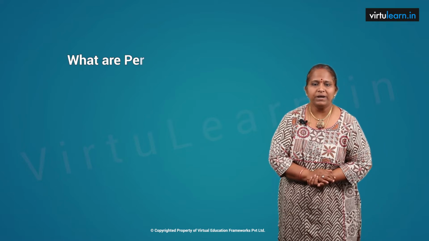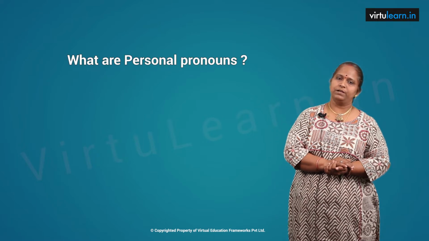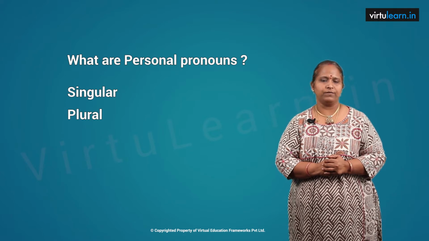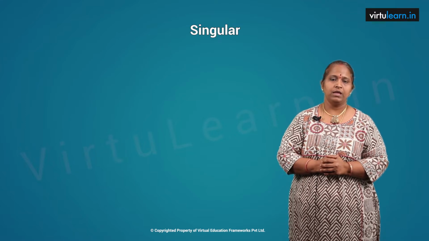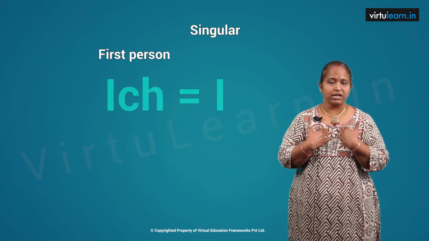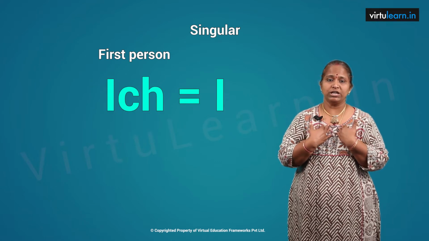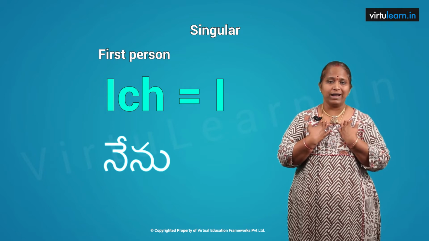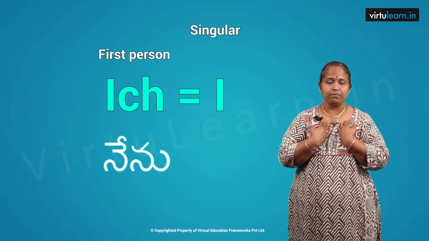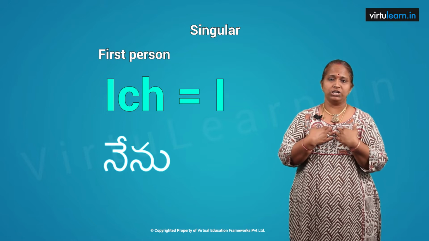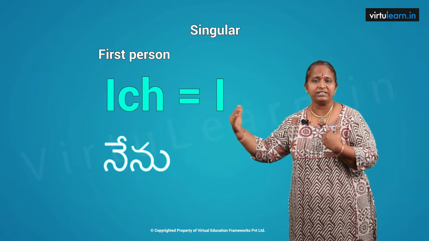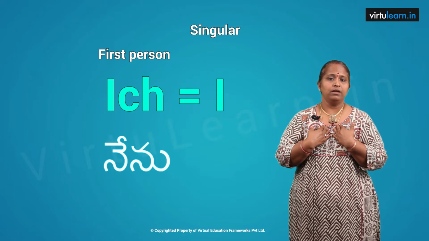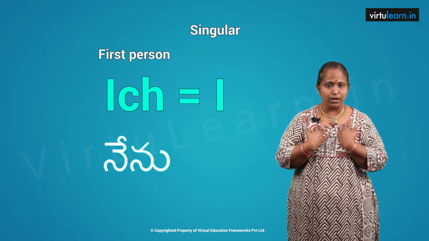So, what are the personal pronouns in German? The personal pronouns are categorized into singular and plural. Let us look into the first singular form. The first person singular, ich. Ich is I, nenu. When I have to talk about myself, I cannot use my name. I am Kumari. Kumari is a German teacher. I don't have to use my name every sentence. I can say nenu. Yeah, ich, I or nenu.